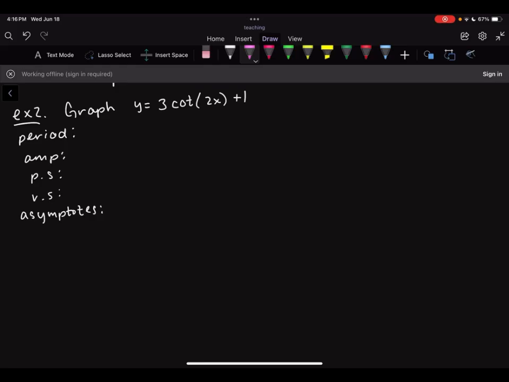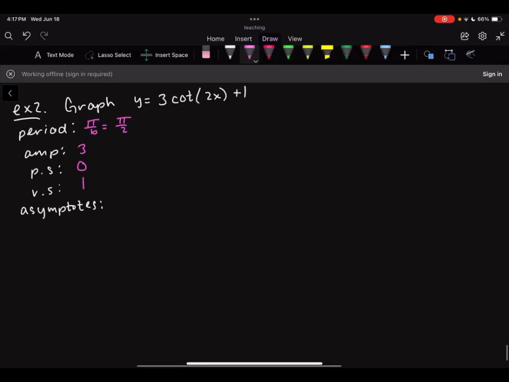So my period is pi over b, just like with tangent. So in this case, it would be pi over 2. My amplitude in this case is 3. My phase shift is 0. My vertical shift is 1. And I don't know where my asymptotes are. I'll get them after I find my x's.